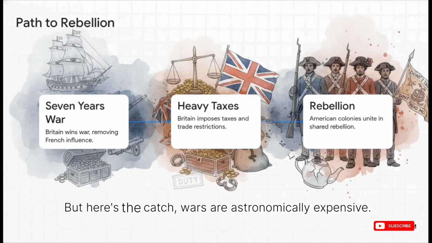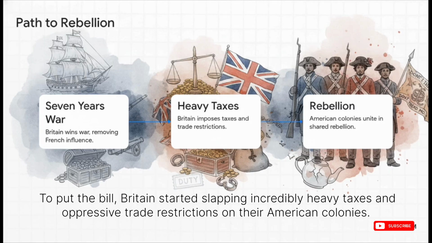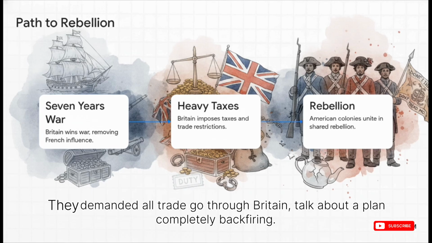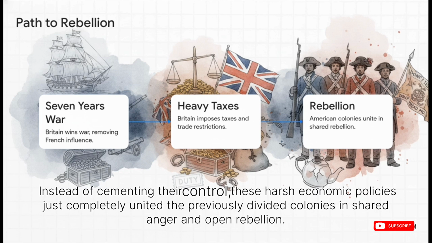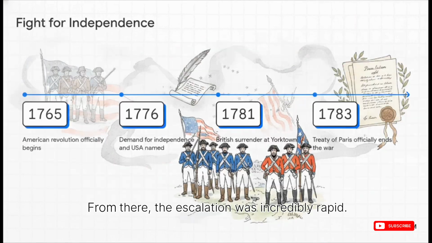But here's the catch: wars are astronomically expensive. To pay the bill, Britain started slapping incredibly heavy taxes and oppressive trade restrictions on their American colonies. They demanded all trade go through Britain. Talk about a plan completely backfiring. Instead of cementing their control, these harsh economic policies just completely united the previously divided colonies in shared anger and open rebellion. From there, the escalation was incredibly rapid.